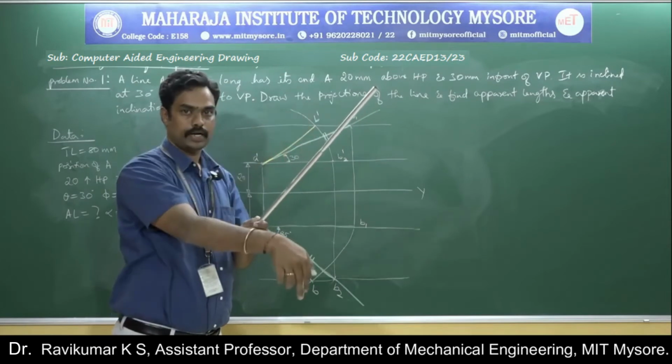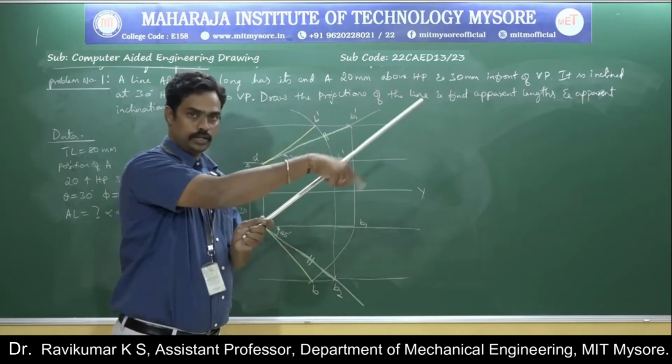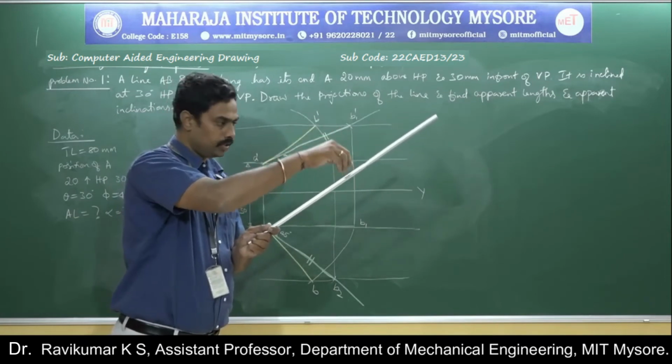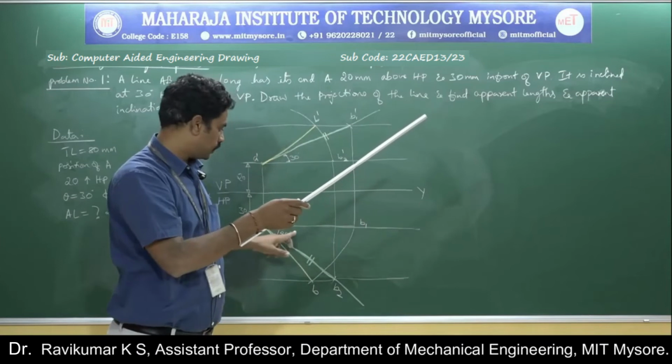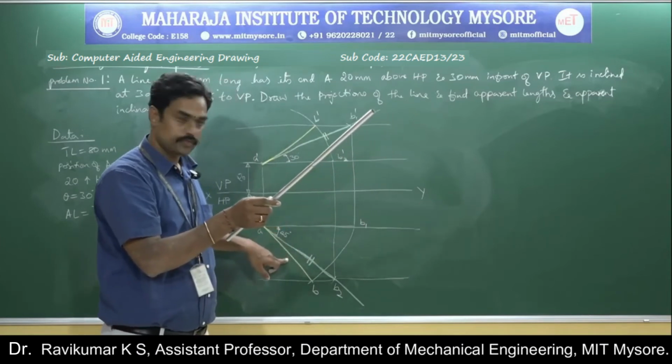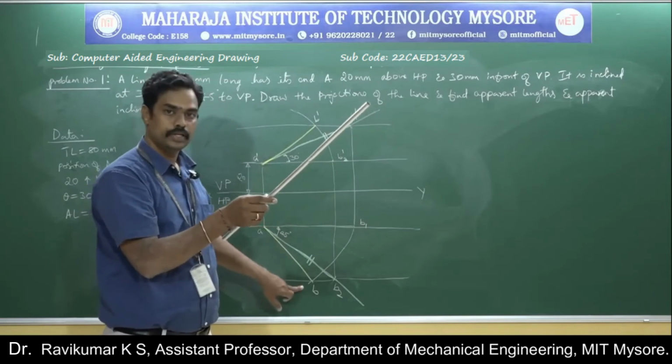In the top view you will get the apparent length. But in this condition you will get the straight line in the top view, I am just talking about the top view. If you rotate this back, you will get the apparent length, this one, A and B.